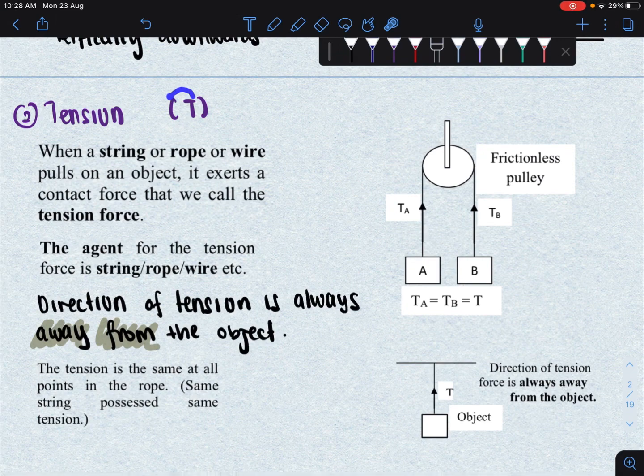Okay, so next we'll proceed with the next type of force, which is the tension force. Tension force we associate with the capital T.